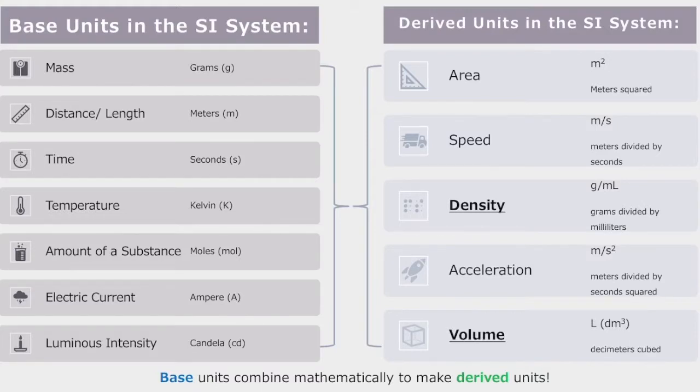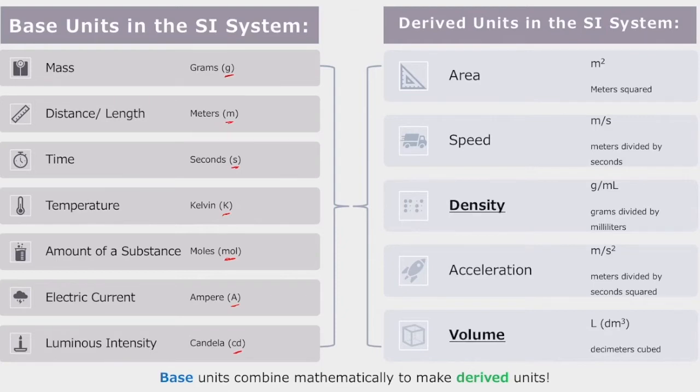All right, so the metric system has what are called base units. These are the basic units of measure for each different thing that can be measured. Those are mass, which is measured in grams, distance, which is measured in meters, time, which is measured in seconds, temperature in Kelvin, the amount of a substance is measured in moles, electric current is measured in amperes, and luminous intensity is measured in candelas. So these are all just the basic measurements that we can take.